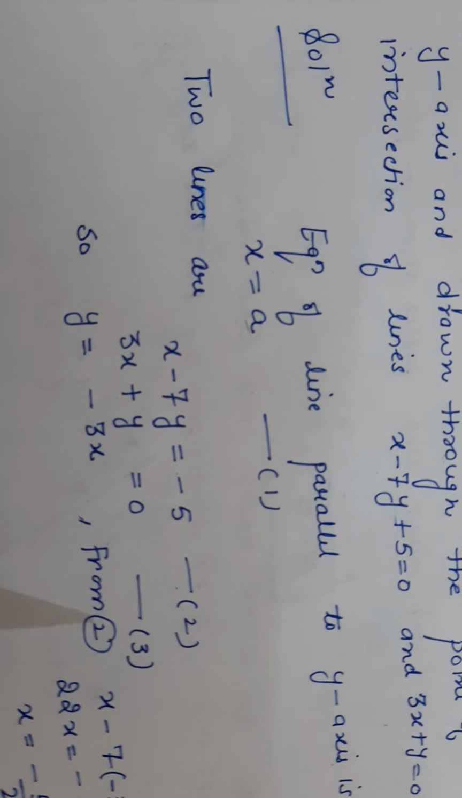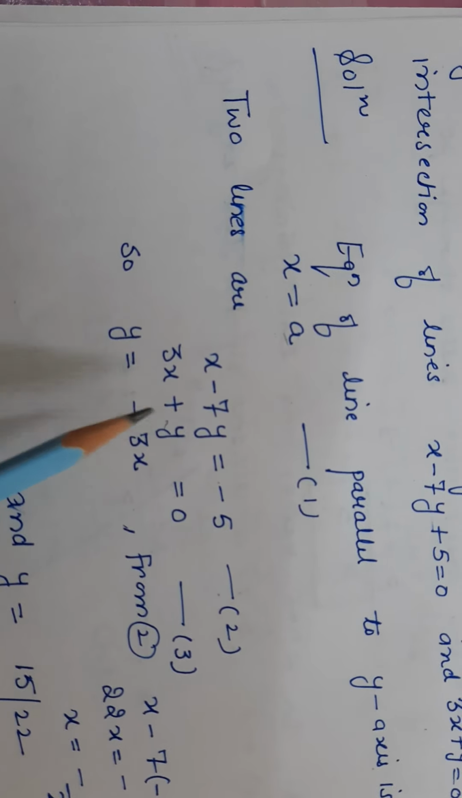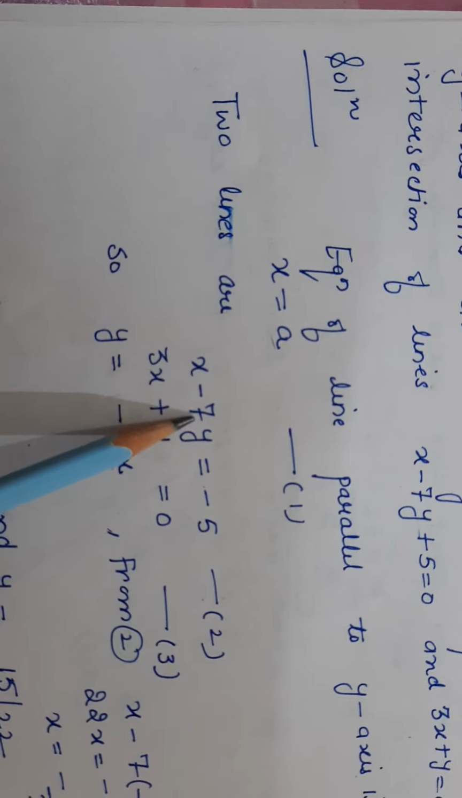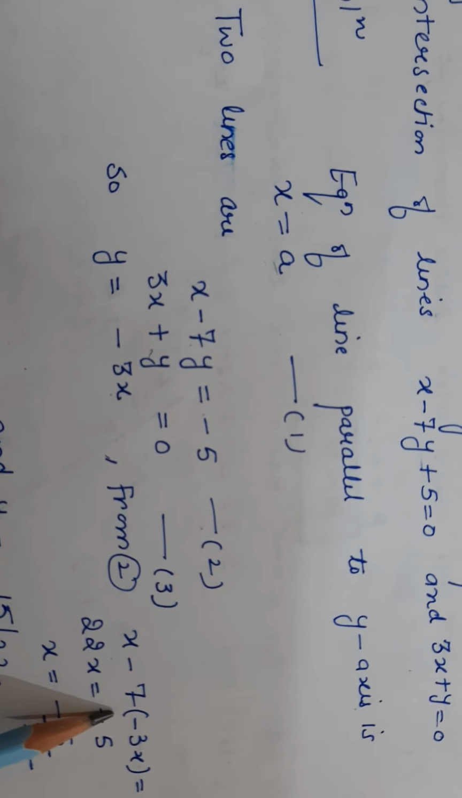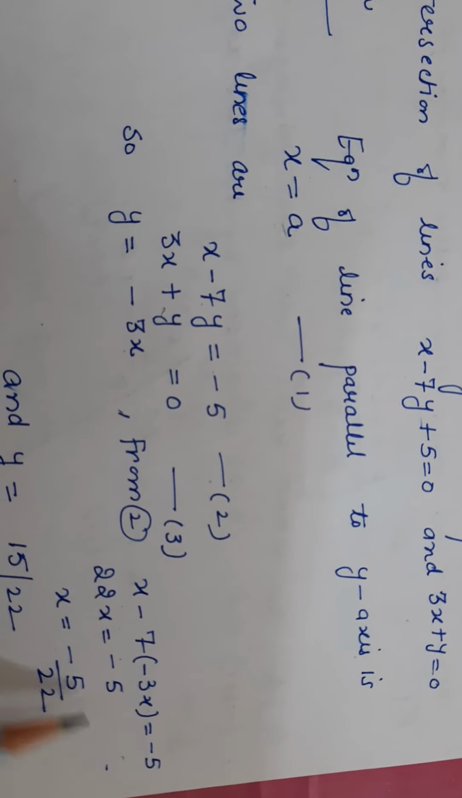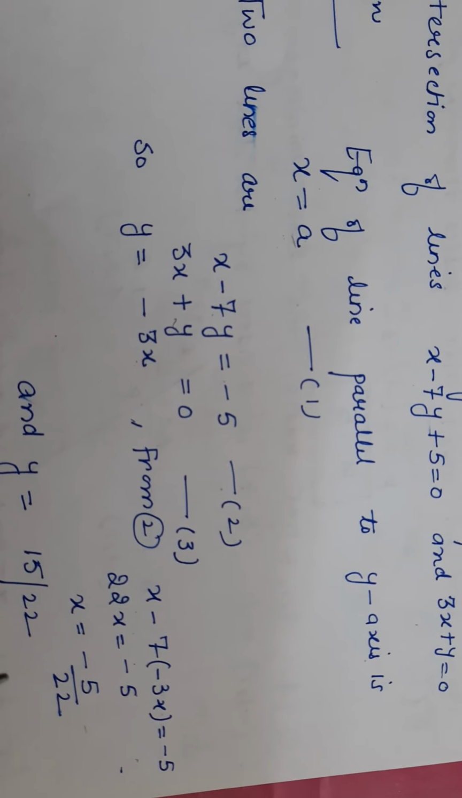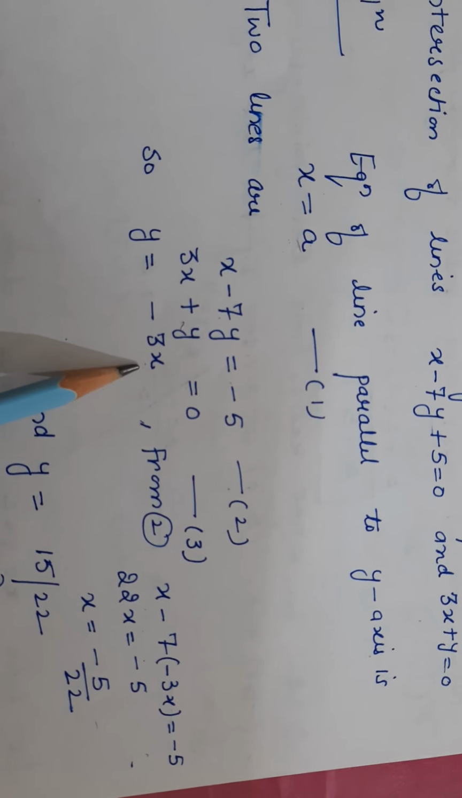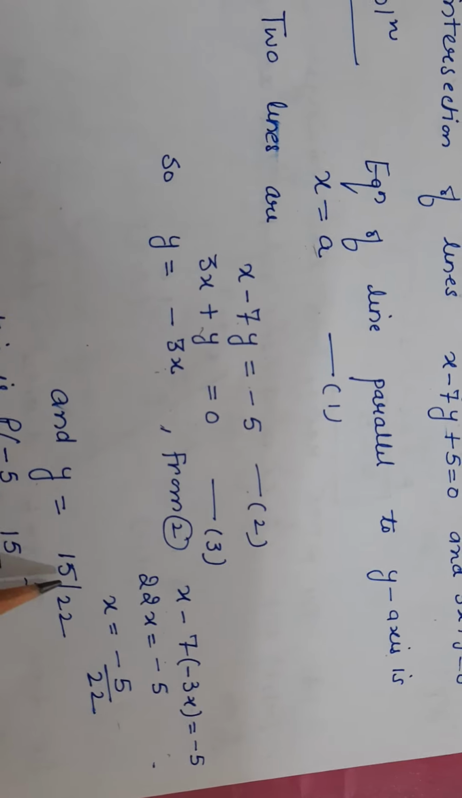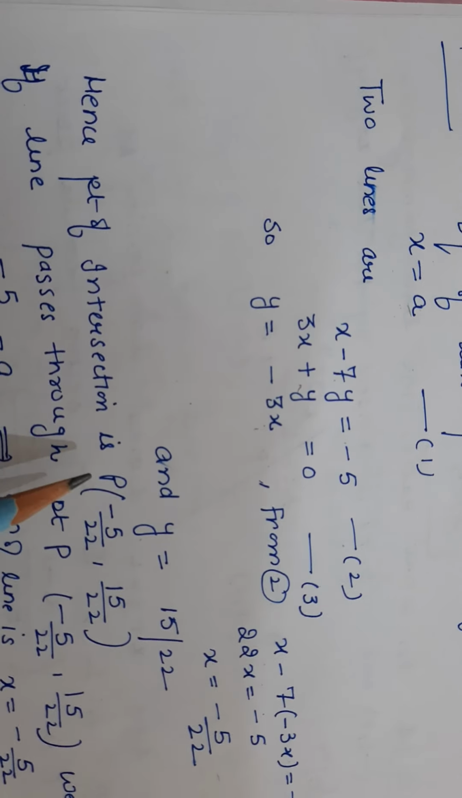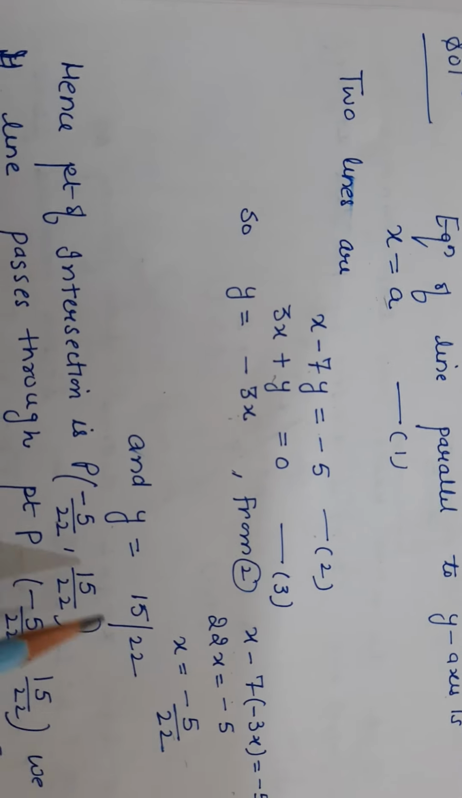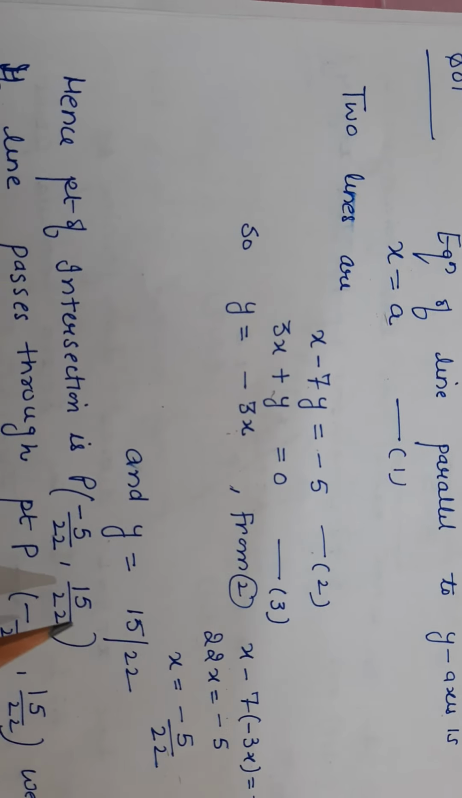Solve them by using elimination method. Like from here y is minus 3x. Put y here. You will get x minus 7 of minus 3x is minus 5. That means x is minus 5 by 22. If x is minus 5 by 22, from here y is 15 by 22. So the point of intersection is this, minus 5 by 22 and 15 by 22.